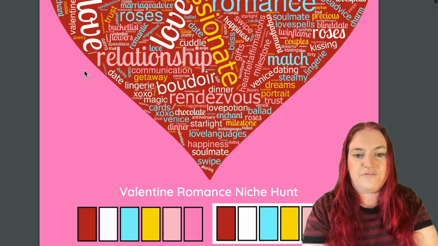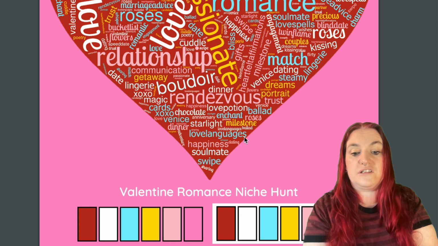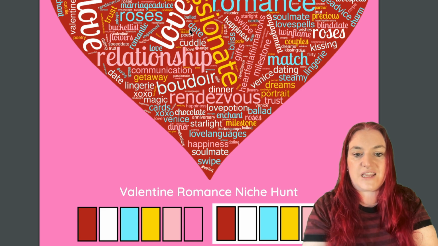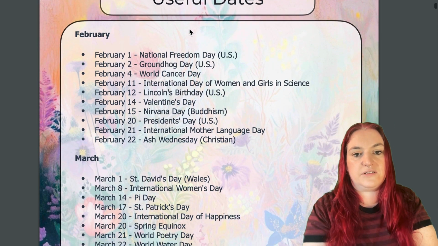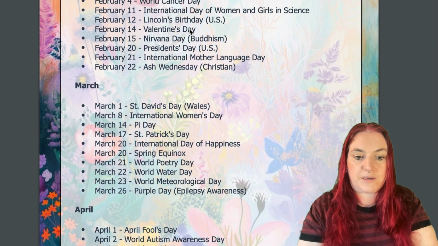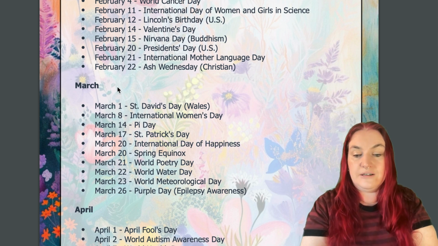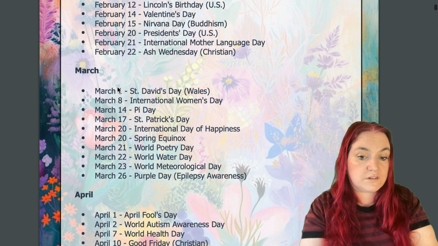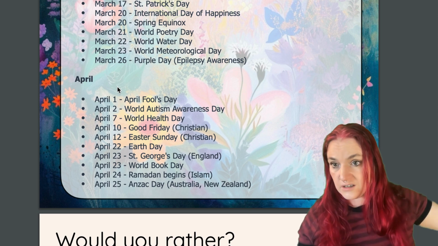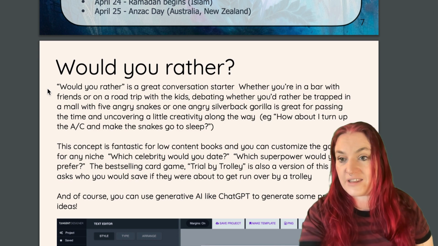So that's the Valentine niche hunt. And I've also given you the colors I used for that, and also the fonts. You can click these and download these fonts. So if you like the fonts or the styles I've used there, you can grab those. Then we also have useful dates. These are good things to keep in mind if you're developing books, especially maybe looking a little later in the calendar towards April. April Fool's Day is coming up, World Autism Awareness Day, Earth Day. And if you're into Earth Day, I've got a lot of content from last year on my Gumroad for Earth Day, so maybe take a look at that as well.